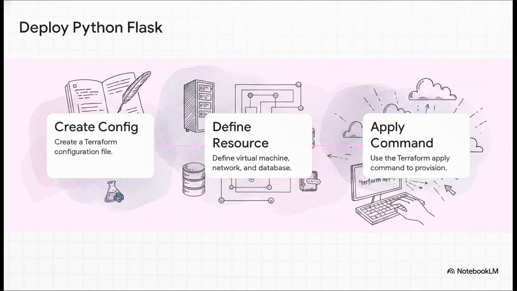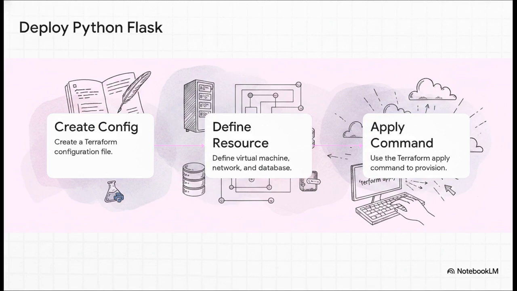Then, Step 2 is where the magic really happens. You define your infrastructure resources right inside that file. You're literally writing code that says, hey, I need a virtual machine, I need this specific network setup, and oh, I need a database. You are drafting a tangible, reviewable blueprint of the entire system.